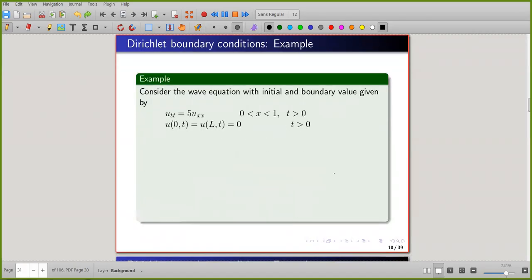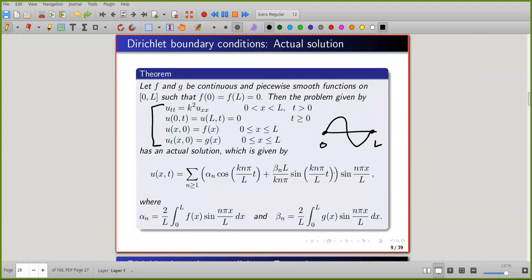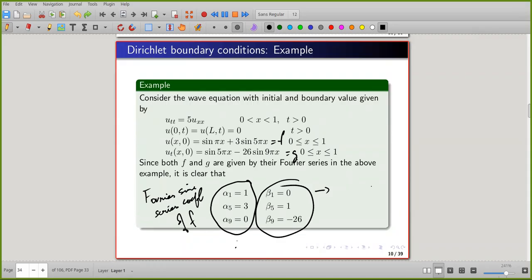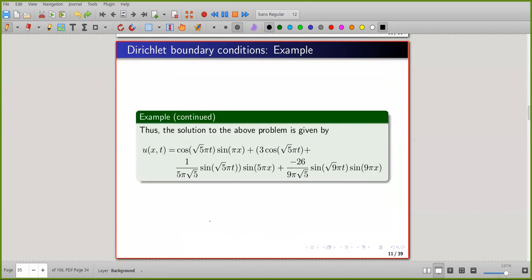So we just go to the previous slide here. We have to compute the alpha n's and the beta n's, the Fourier coefficients of f and g, and we just have to put this into this. So our alpha n's and beta n's are given like this, and all the others are 0. In the first one, only alpha 1 will occur, and alpha 1 is 1, beta 1 is 0. In the second one, both alpha 5 and beta 5 will occur, and then there's going to be a term where only beta 9 occurs. So that's exactly this.